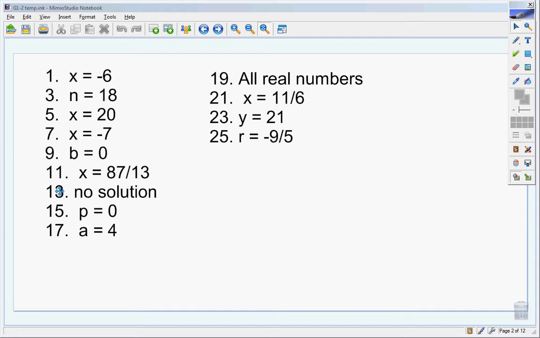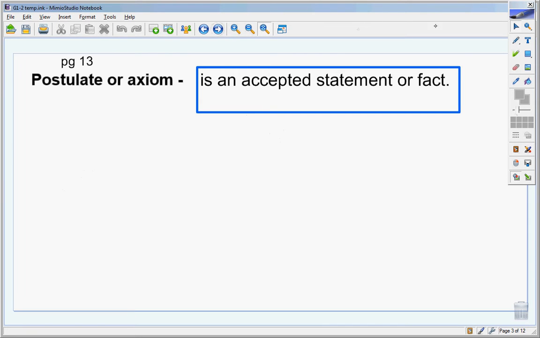Everybody had a chance to check through their problems? Okay. Today we are going to start talking about geometry. This is actually out of section 1.2. If you turn to page 13 in your textbook, you could actually see this listed there.